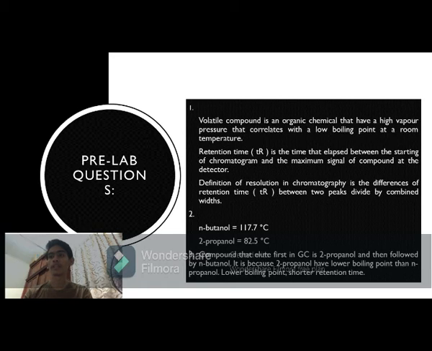Question number 3 is to predict which compound, N-butanol or 2-propanol, will elute first in a gas chromatograph analysis. 2-propanol will elute first before N-butanol. This is because N-butanol has a higher boiling point than 2-propanol, so it will elute later and take a longer retention time.